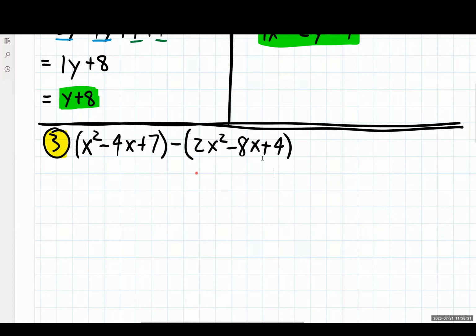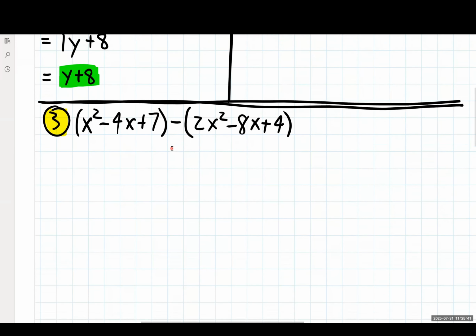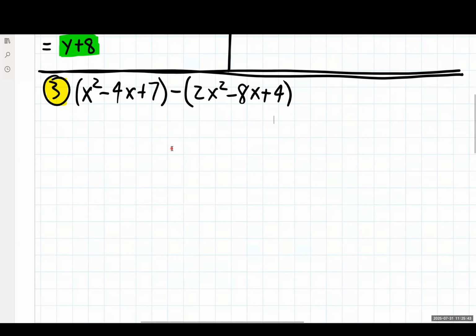So again, I have two trinomials showing up here, 3 terms and 3 terms. In this case, they are now subtracting with one another. So whenever I see that subtraction sign, I'm going to have sign changes taking place. Again, it's your choice if you would like to do this. You can put that invisible 1.